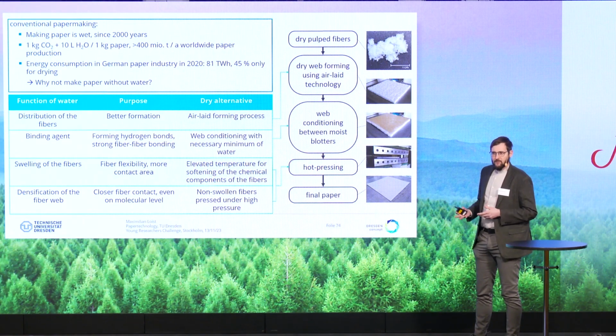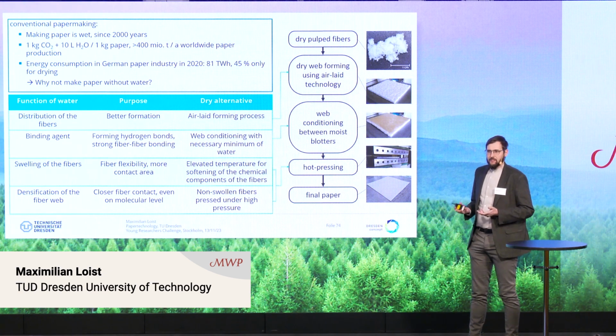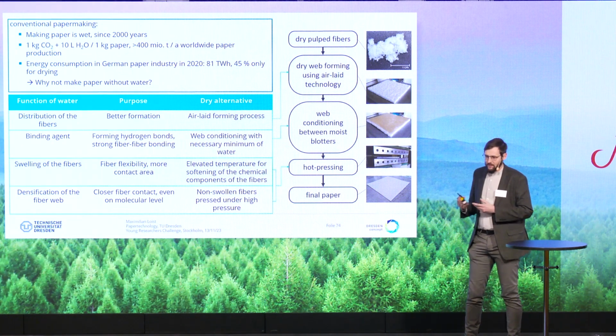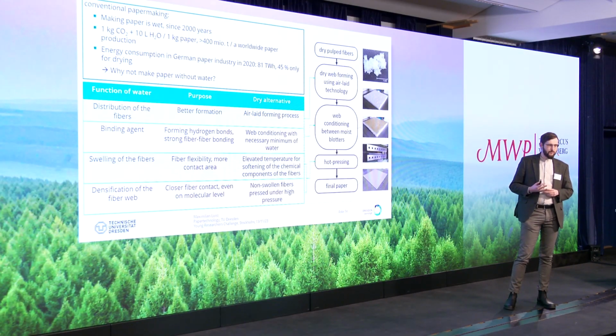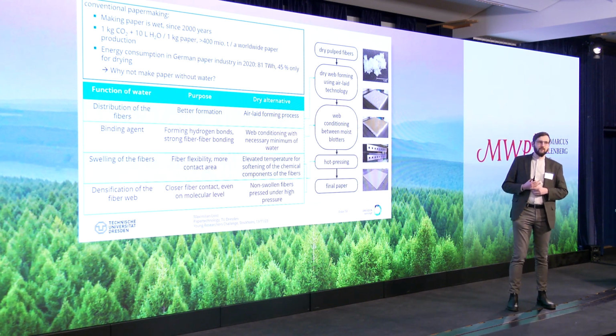Plant fibers in water are dewatered on a mesh and then dried. That's the basic recipe for making paper since 2000 years. If we look at modern industrial paper making, to produce 1 kilogram of paper, we release about 1 kilogram of carbon dioxide and use about 10 liters of water, which is not very much compared to other goods like foods or textiles. But the thing is that the worldwide paper production is more than 400 million tons a year.